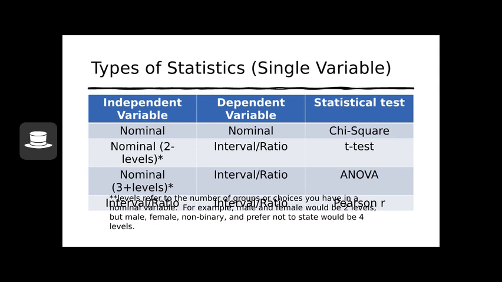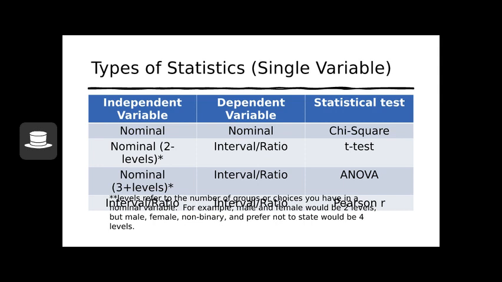Now, if I change that to do you have stuffed animals in your room, yes or no, and how many children do you have, right? Now, the number of children that you have is ratio. So I've gone from a chi-square to a t-test, right?